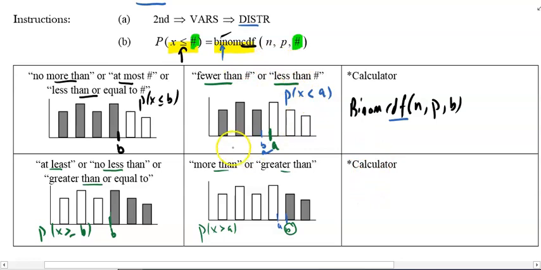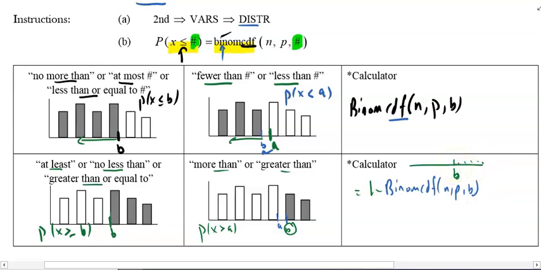Since the calculator only works to the left, we would say, if you're going to go from b all the way up, the complement to that is 1 minus the probability that x is less than or equal to a. So 1 minus binomial CDF with n, p, and a. And that's how we're going to use this.